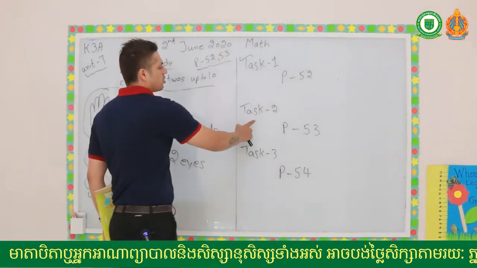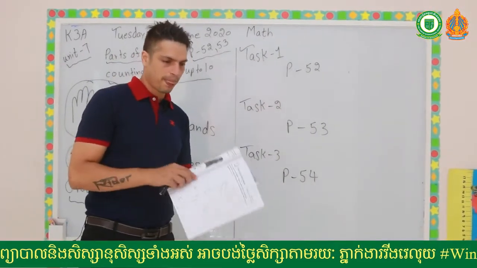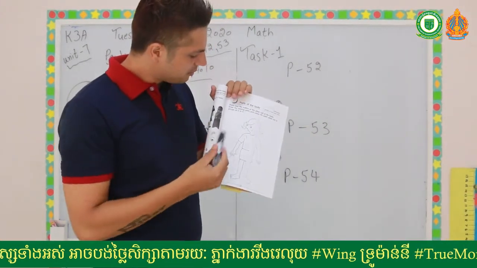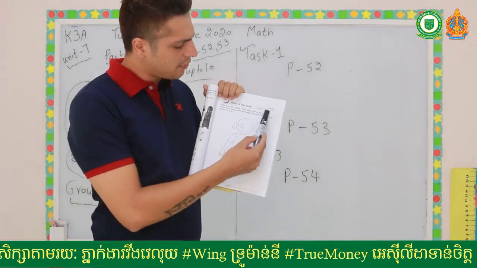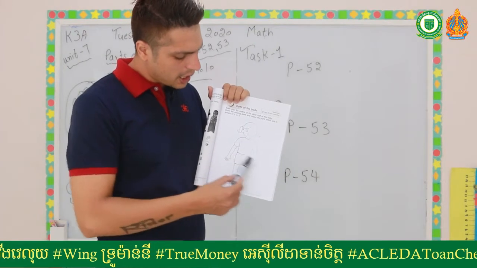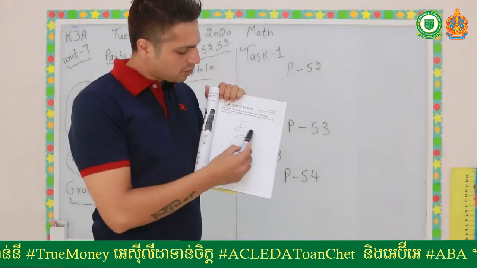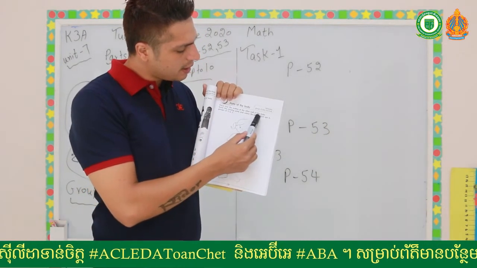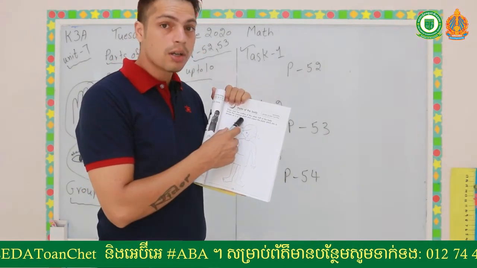Next, task 2. Task 2 is on page number 53. Trace over the outline of the other half of the body. First you see dotted lines, so you need to trace with the pencil. Trace with pencil, draw the missing parts and color the parts which are in groups of 2s or 5s.